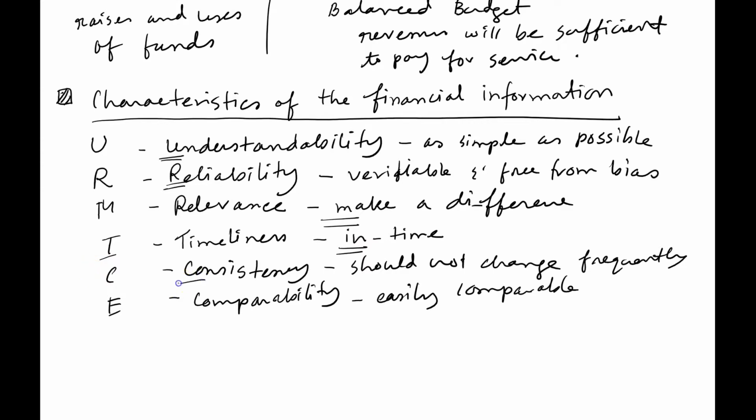And C means consistency. And E means comparability. That means it's easily comparable entity to entity. So this is the easy way to remember the characteristics of those financial information. You are mice, that means understandable, reliable, relevant, which means it can make a difference in time, consistent, and comparable.